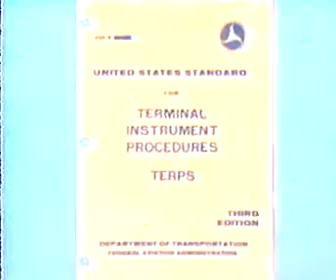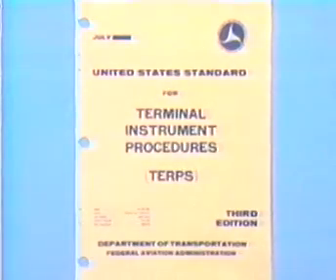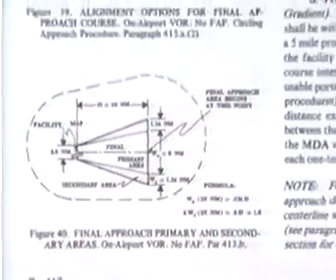The reference for instrument approaches in the United States and many other countries is an FAA publication called the United States Standard for Terminal Instrument Procedures, abbreviated TERPS. This publication standardizes the terminology and establishes specific criteria for each type of approach.